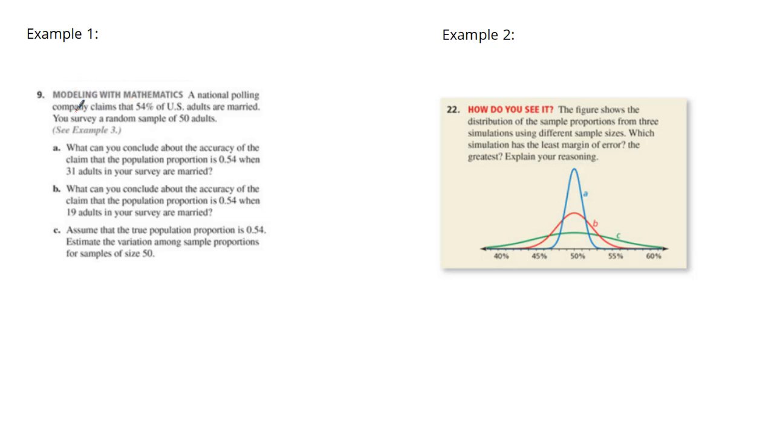We actually have to do some math, so I'm not going to just race through all the questions like in 10.2 to 10.4. Number 9, modeling with mathematics. A national polling company claims that 54% of U.S. adults are married. So you survey a random sample of 50 adults. What can you conclude about the accuracy of the 0.54 when 31 adults in your survey are married? So 31 divided by 50 is roughly 0.62, which means 62%.